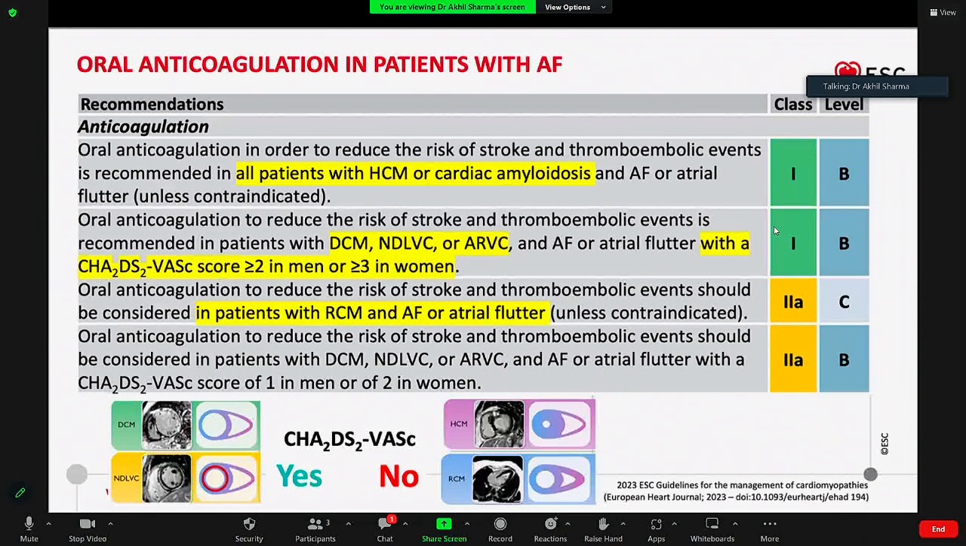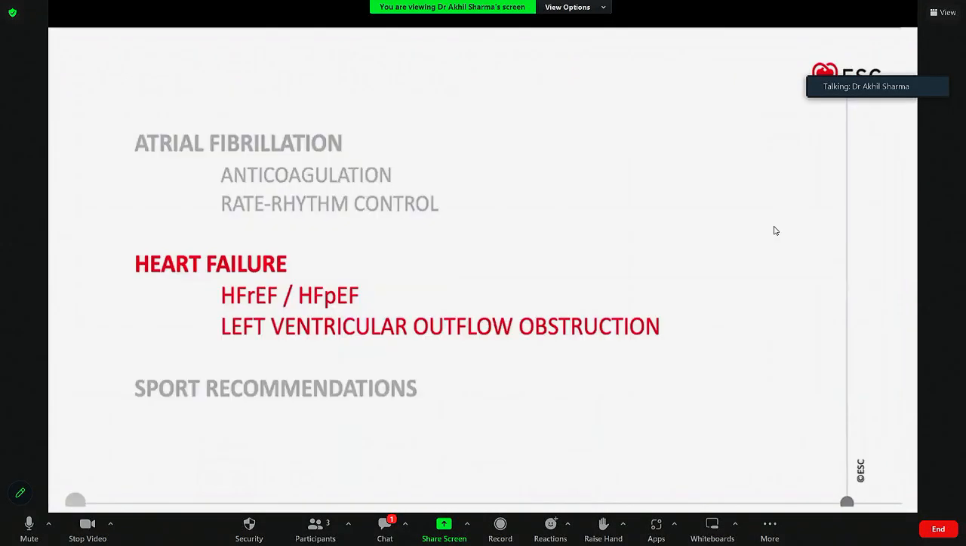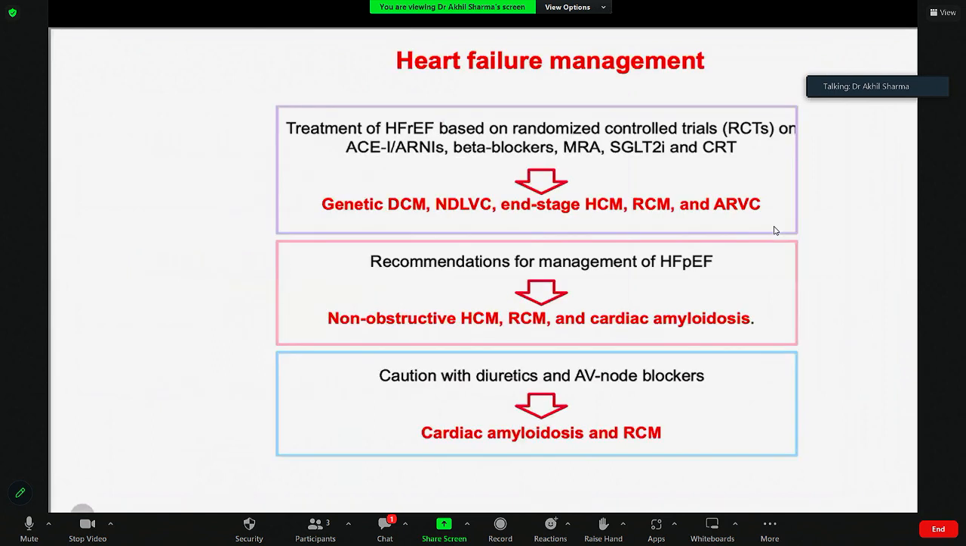When we come to anticoagulation, in patients with SCM or RCM, every patient should be anticoagulated without considering the CHA2DS2-VASc score. Other patients, with DCM, MDLVC or ARVC, can be considered according to the standard CHA2DS2-VASc score profile. Heart failure management, I already mentioned, is that standard heart failure management should be given to these patients, with the consideration that in RCM patients beta blockers should be avoided.